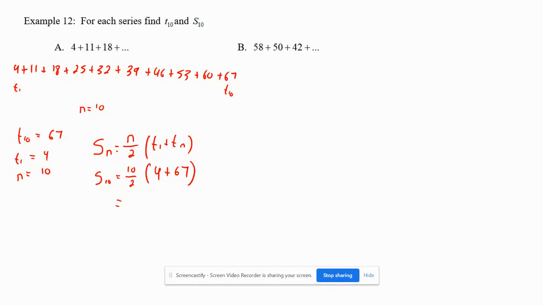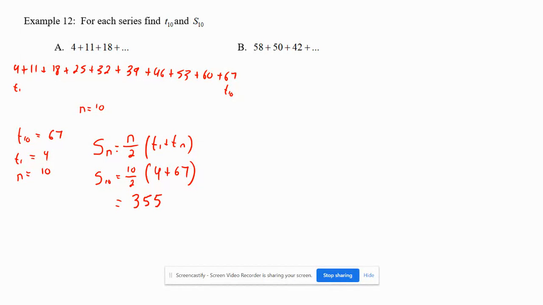I'm just going to do this right on my calculator. 10 divided by 2, bracket 4 plus 67 is 355. So that's our answer there. Now here's the shortcut, guys. We're not going to write this out every single time. If I ask you for a T50 or S55 and T55, that would be a lot longer. If I ask you for T1024 and then S1024, I would never do that by hand.